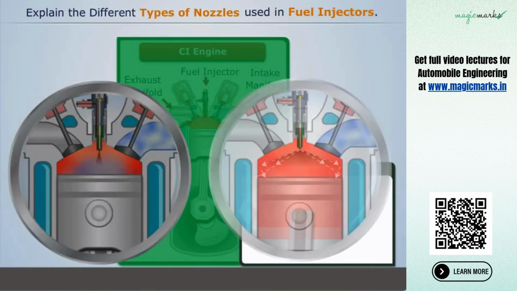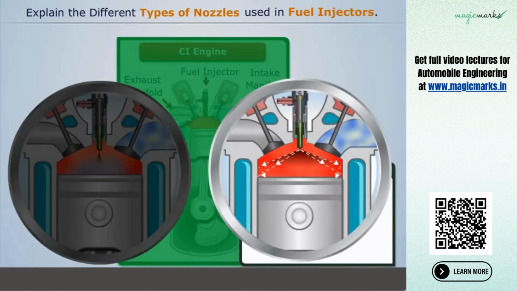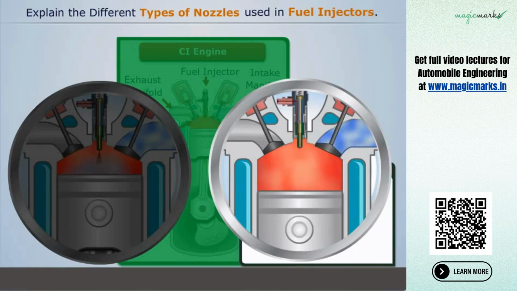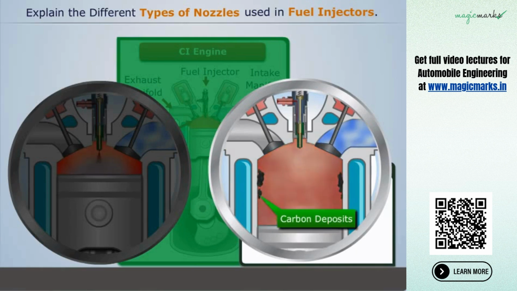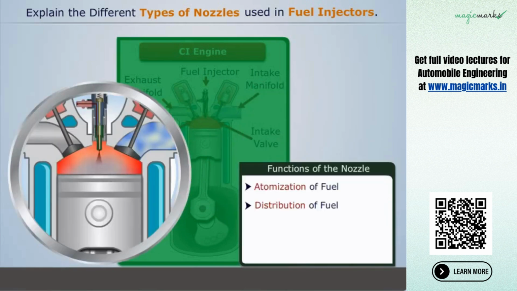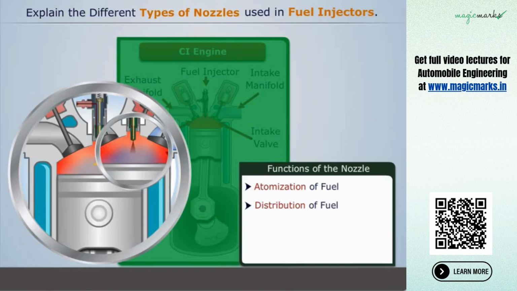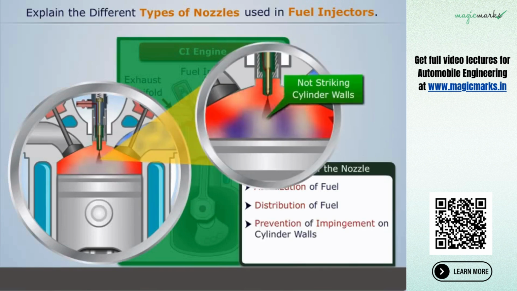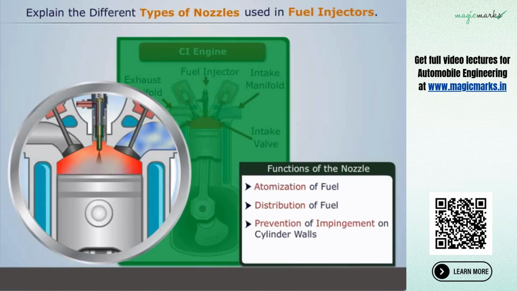If fuel particles strike the cylinder walls, they decompose and produce carbon deposits, which cause smoky exhaust and increase the fuel wastage. It is the responsibility of the nozzle to prevent the fuel particles from striking the cylinder walls. In case of a non-turbulent type combustion chamber, the nozzle is also responsible for the mixing of fuel and air particles.